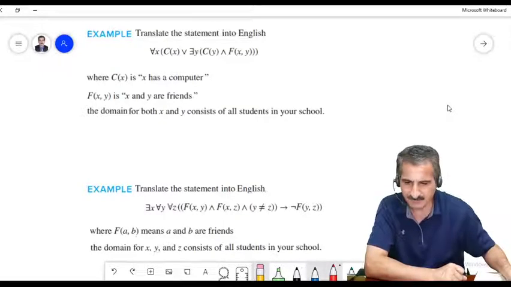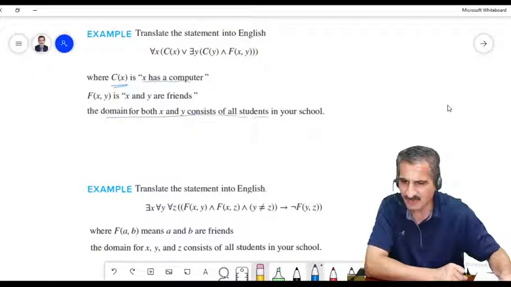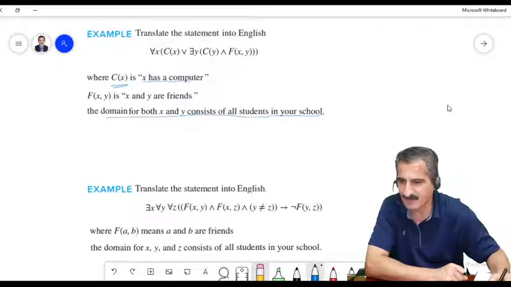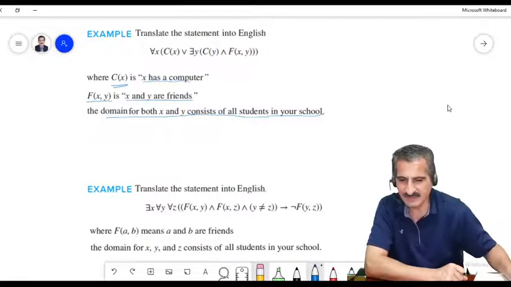Now here, C of x means that person x has a computer. The domain of x and y consists of all students in your school. So C of x means student x has a computer. F of x, y means x and y are friends, and they are from the school. Now, what does this statement mean?